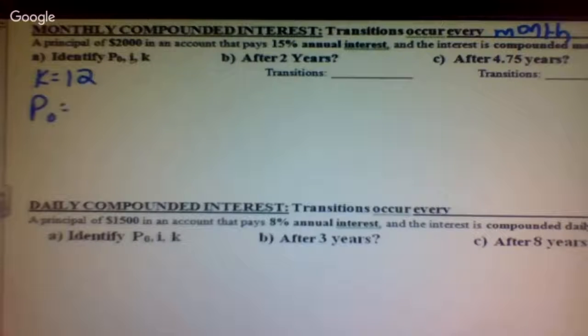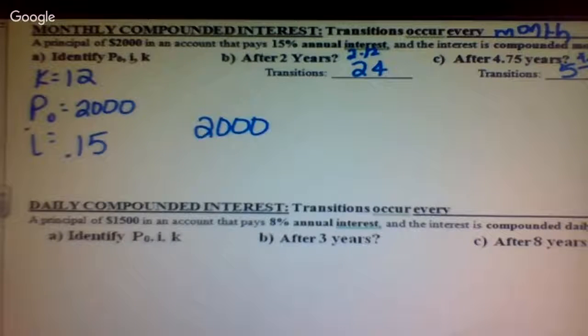What is P sub 0 here? $2,000. And what is my I as a decimal? 0.15. Okay, so if this is happening 12 times a year for 2 years, how often is that? 24 transitions. Again, 2 years times the K value, which is 12. So basically, you're finding that exponent that you would raise it to if they're asking for transitions. So here, we've got 4.75 times 12, which gives me 57 transitions.